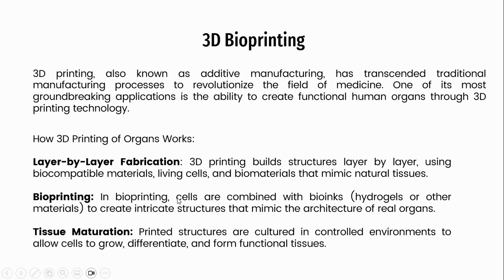In bio 3D printing, cells are combined with bioinks. These are hydrogels or materials to create intricate structures that mimic the architecture of real organs. Tissue maturation: printed structures are cultured in a controlled environment to allow cells to grow, differentiate, and become functional tissues.